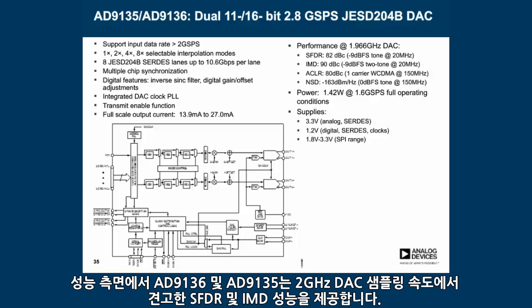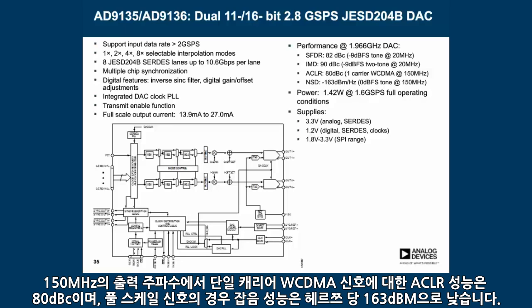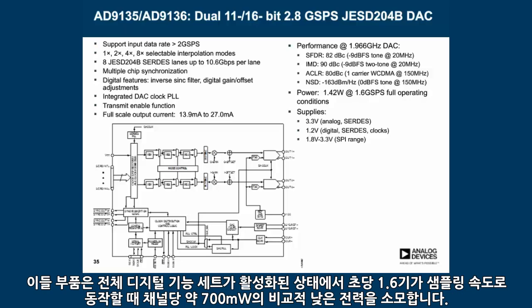Regarding performance, the 809136 and 809135 have solid SFDR and IMD performance at the 2 GHz DAC sampling rate. The ACLR performance for a 1-carrier WCDMA signal at an output frequency of 150 MHz is 80 dBc, and noise performance is down at minus 163 dBm per hertz for a full-scale signal. These parts have relatively low power consumption, around 700 milliwatts per channel, when operating at a 1.6 gigasample per second DAC rate with full digital feature sets enabled.